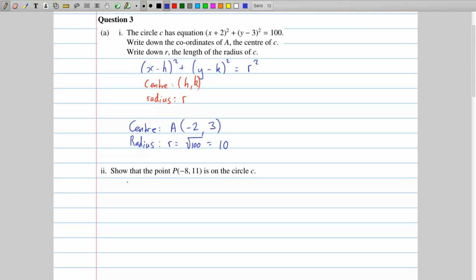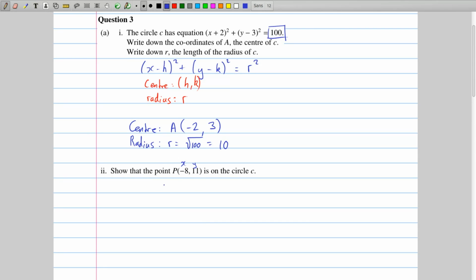The second part asks us to show that this particular point, minus 8, 11, is on this circle C. To prove this is the case, you take the coordinates, call them x and y, and you substitute them into the equation of the circle. And if it's on the circle, you will end up with 100, because that's what the right-hand side of the equation turns out to be. And this doesn't just work for circles, by the way. When you're doing coordinate geometry of a line, you will also be able to prove the points are on the line by substituting them in the same way.